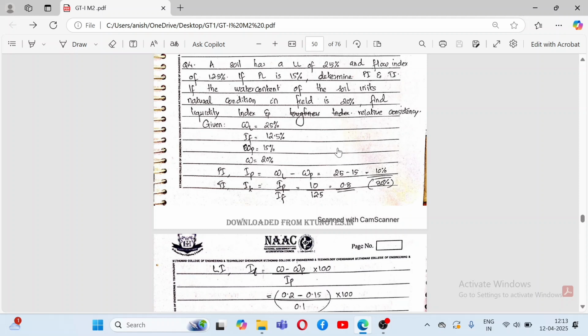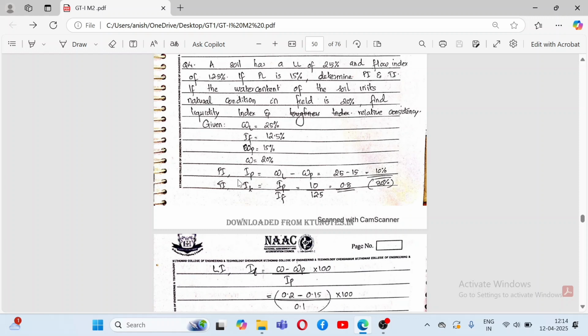Then what is given? IP. So what is IP? IP is the plasticity index, which is equal to the liquid limit minus the plastic limit, right? WL minus WP. The values are already given. So you get 25 minus 15, you get 10%, right? Then what is next?